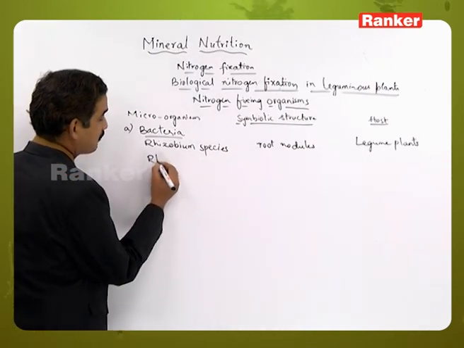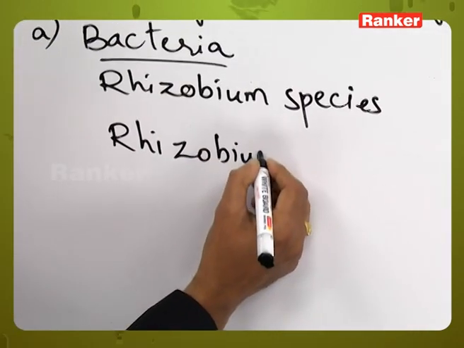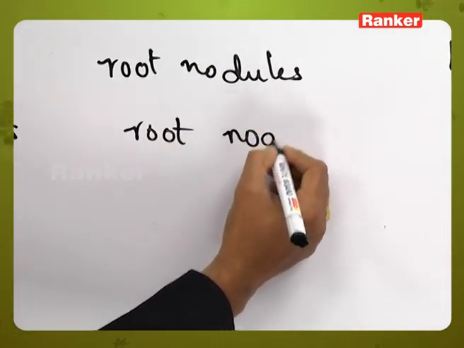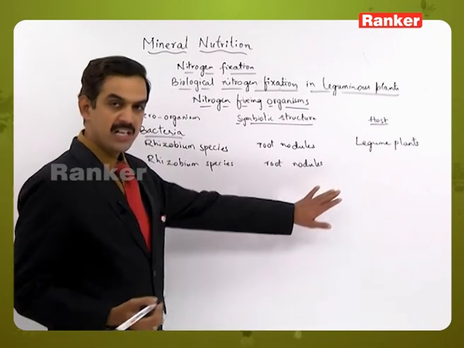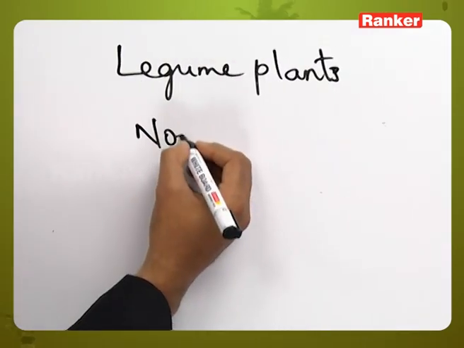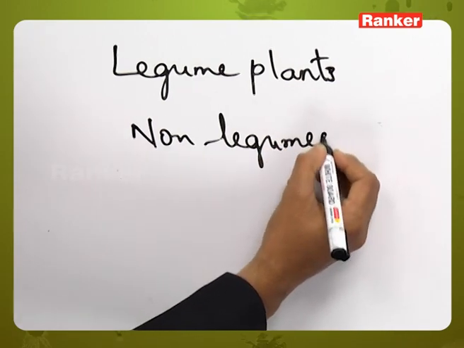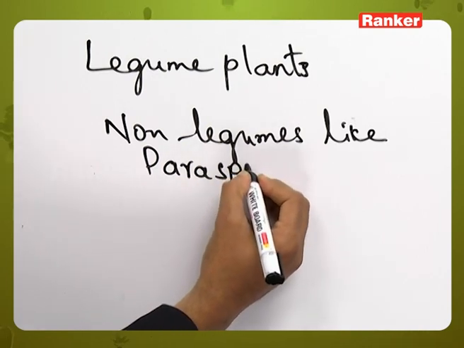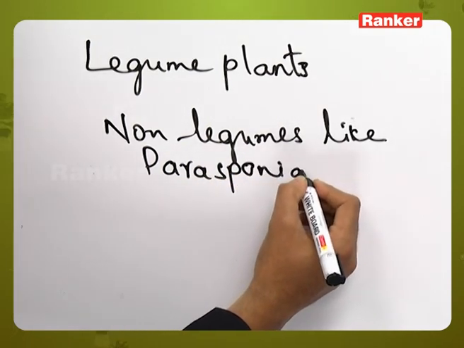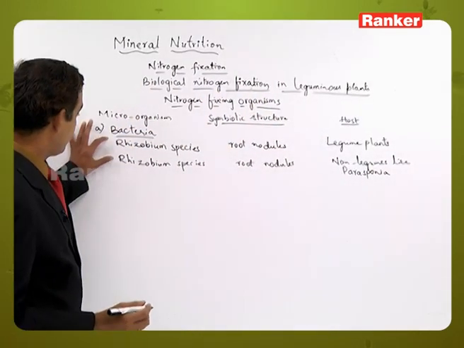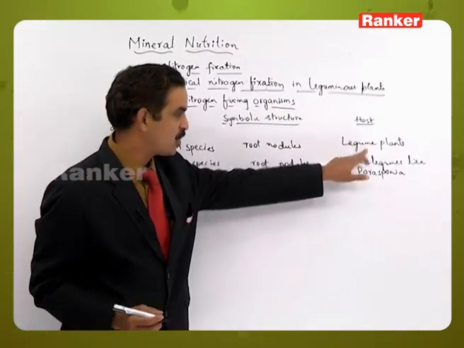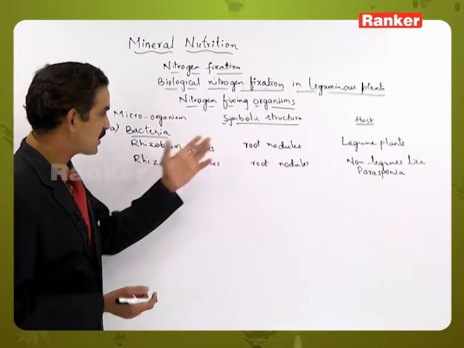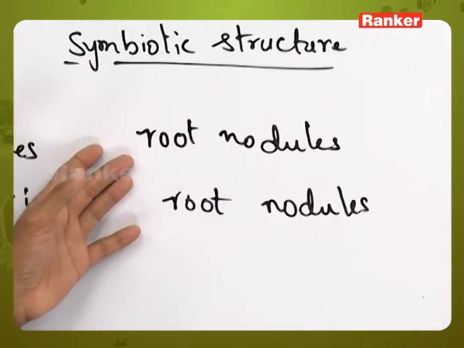Then some other species of Rhizobium will also form root nodules, but now the root nodules are not being formed in the legume plants, but in the non-legume plants like Parasponia. So some species of Rhizobium are associated with the legumes and some species are associated with the non-legumes also. But the type of symbiotic structure that is formed will be a similar structure called a root nodule.